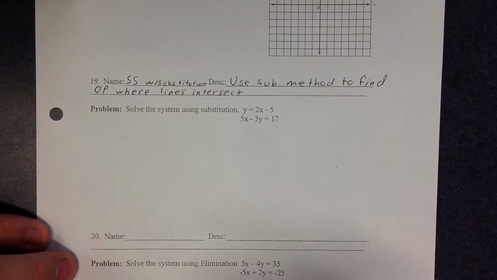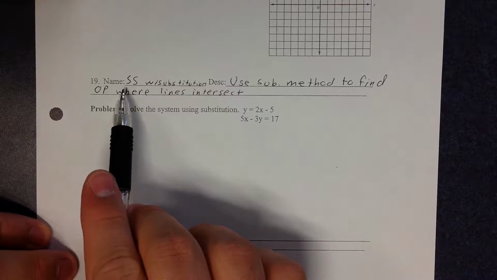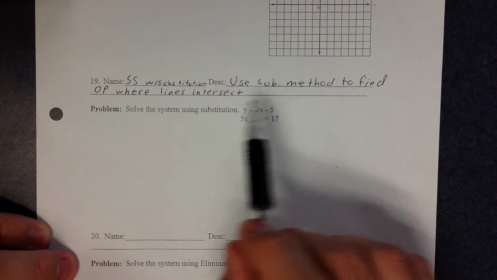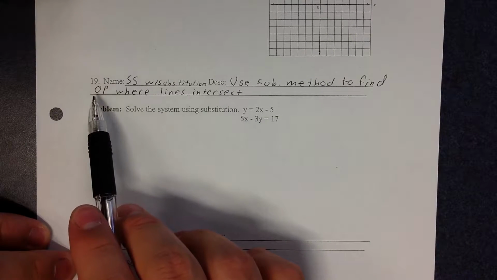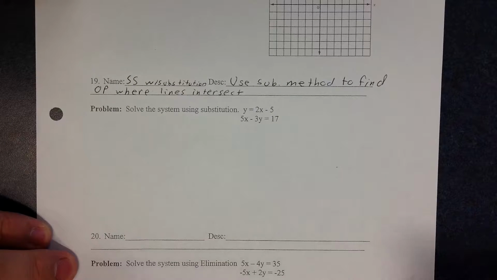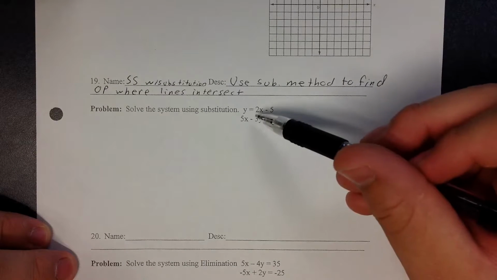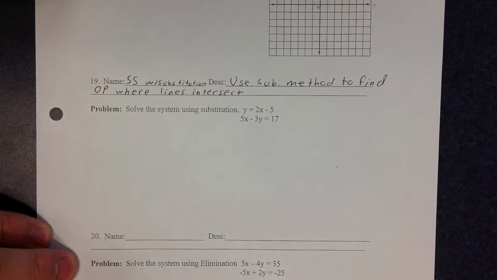Okay, 19 says solve the system using substitution. So our name is SS with substitution. Description is use the substitution method to find the OP, which again stands for ordered pair, where the lines intersect. So my two equations are y equals 2x minus 5 and 5x minus 3y equals 17.